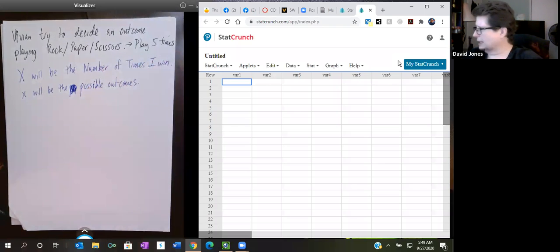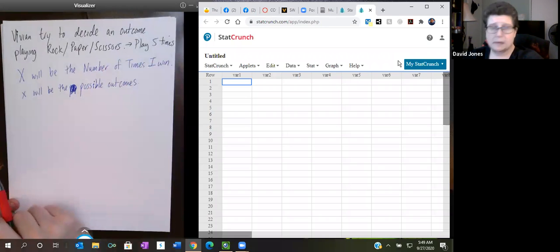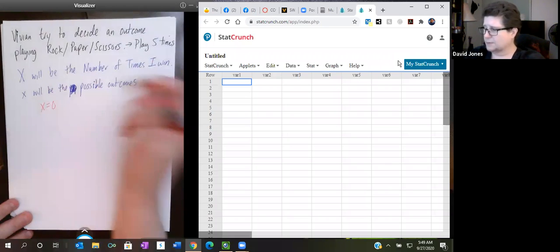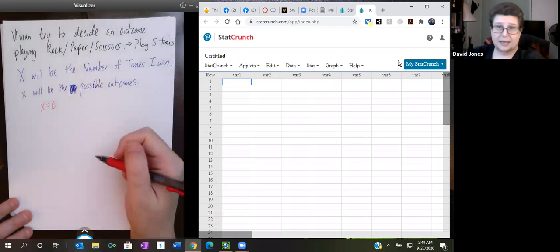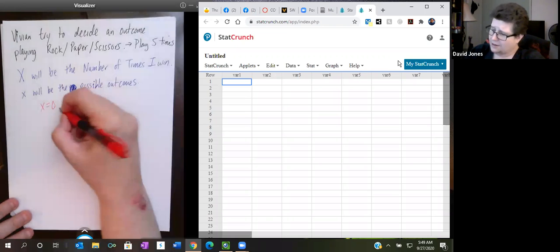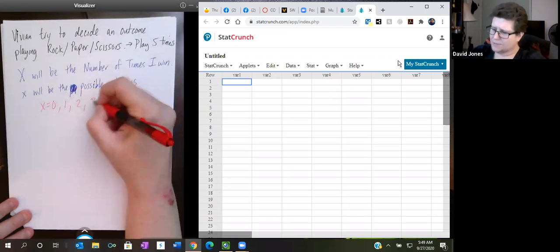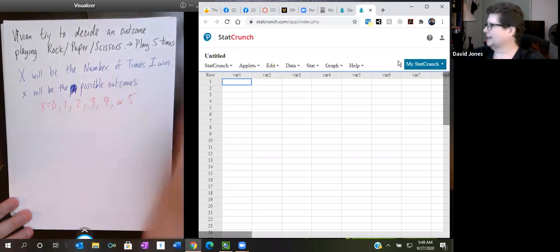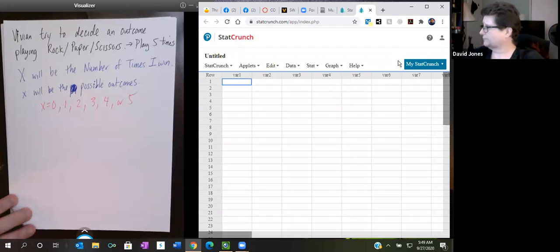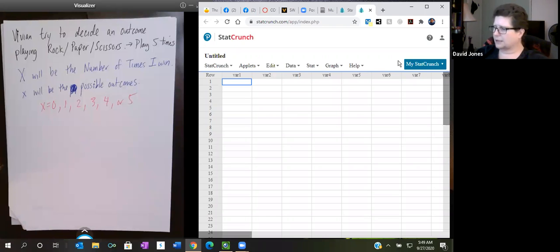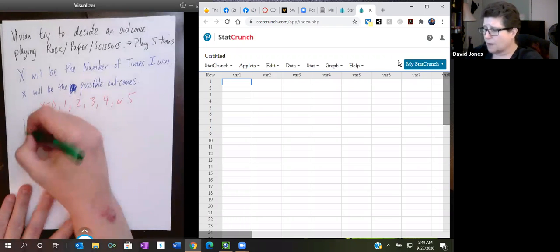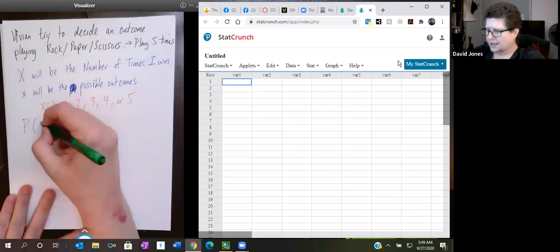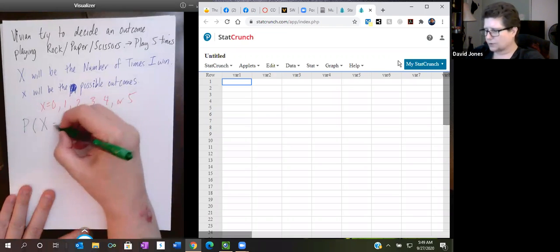So, what could x be? Well, I could win 0 games, and Vivian could crush me, just kick my ass left and right. I could win 1 time, 2 times, 3 times, 4 times, or I could win all 5 games, okay? And the way we turn this into a probability model is we say, what is the probability that the number of times I win equals a specific value?